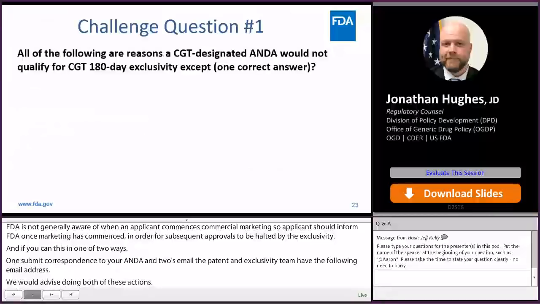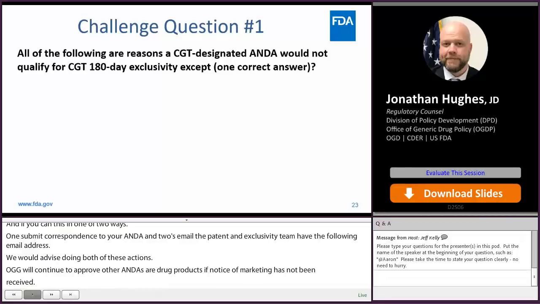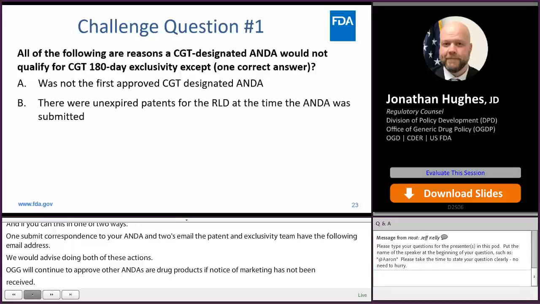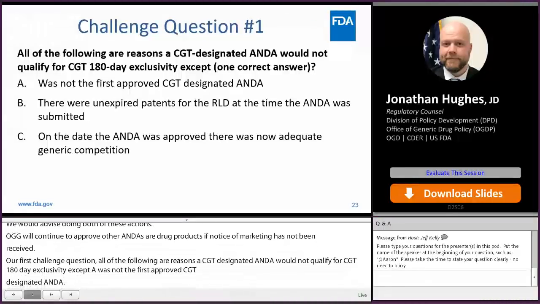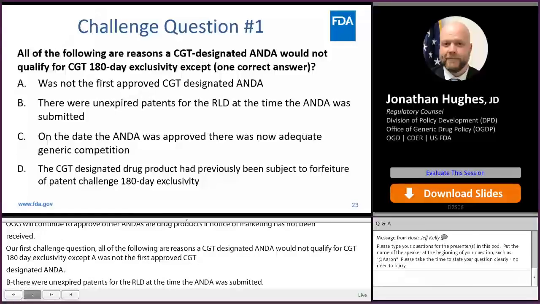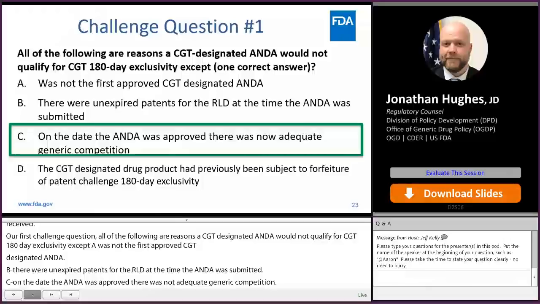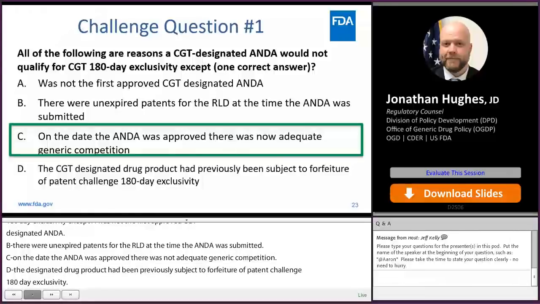Our first challenge question. All of the following are reasons a CGT designated ANDA would not qualify for CGT 180-day exclusivity except A, was not the first approved CGT designated ANDA, B, there were unexpired patents for the RLD at the time the ANDA was submitted, C, on the date the ANDA was approved, there was now adequate generic competition, D, the CGT designated drug product had been previously subject to forfeiture of patent challenge 180-day exclusivity. And the answer is C, on the date the ANDA was approved, there was now adequate generic competition. So we talked about earlier inadequate generic competition, and that relates to CGT designation. Not to CGT exclusivity.